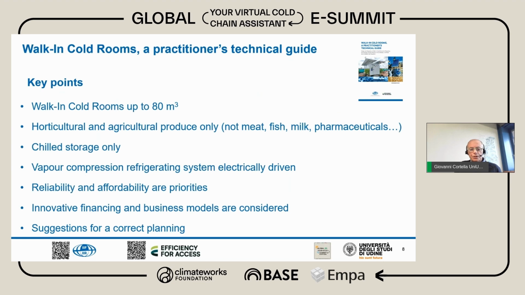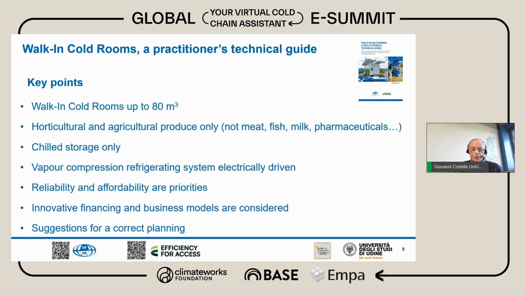When it comes to the cooling system, only electrical driven vapor compression system technologies are considered in favor of reliability and simple maintenance. Their skills should be available locally. We assume there are. There are also simple solutions like, for example, passive cooling by shading or evaporative effect, or pre-cooling of warm produce from the field. But we do consider them, they are not covered in detail in this guide.